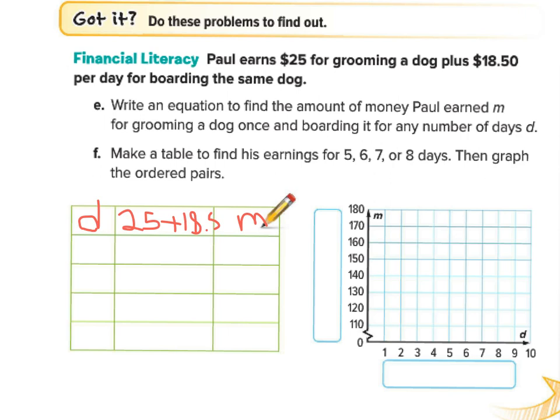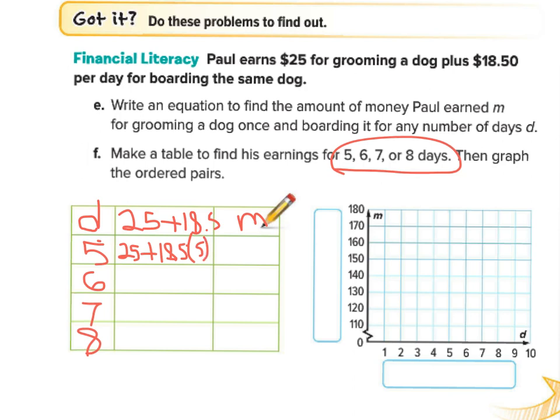So if I have, let's say, 5 days, because it's telling us in the next question to make a table to find his earnings for 5, 6, 7, or 8 days. So let's start with 5 days. Here's 5 days, 6 days, 7 days, and 8 days, as we were told to do. Then I'm going to write 25 plus $18.50 times 5 days, right?